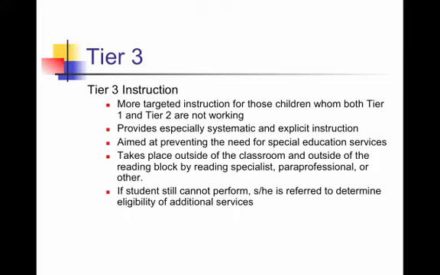Depending upon the school, it may take place outside of the classroom and outside of the reading block and be conducted by reading specialists, paraprofessionals, or someone else. And what is unique about this tier structure is that if the student is still struggling after receiving support in all three, Tier 1, Tier 2, Tier 3, if the student still cannot perform, he or she is then referred to determine whether or not they're eligible for additional services.